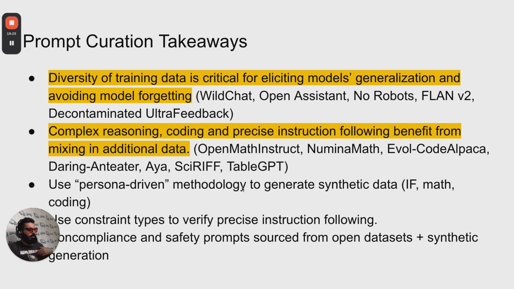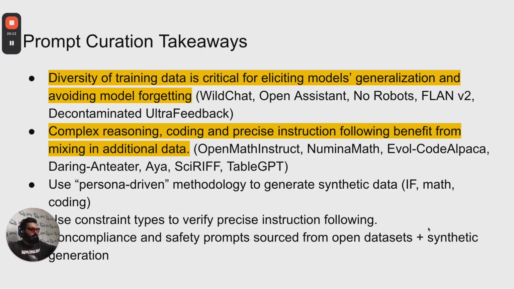Using persona-driven methodology to generate synthetic data yields better performance, and so they do this for instruction following, which is IF, math, and coding. Using constraint types to verify precision instruction following is their approach. Constraint types is something like a part of an instruction that says include the word banana 5 times, or only use capital letters, or only use lowercase letters, and so on. There's a list of 25 that they reference from a different paper, which we'll look at a sample from. And then later on, when they make their own eval dataset, they source their own custom 52 constraints. And these are all, again, verifiable constraints.